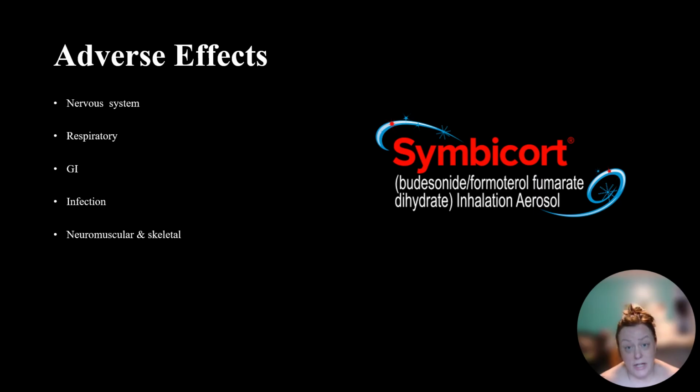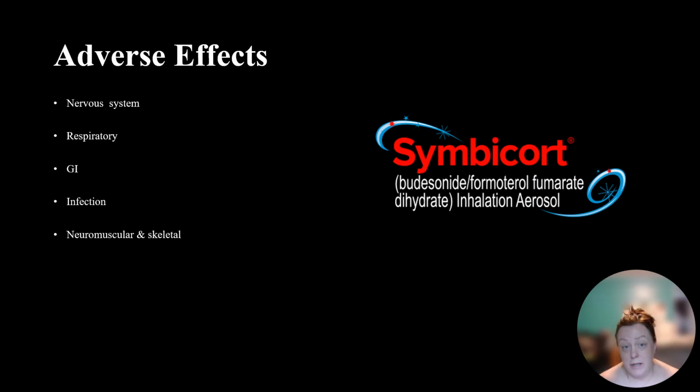Cardiovascular, we have angina, atrial arrhythmias, extrasystoles, hypertension, hypotension, palpitations, tachycardia, and ventricular arrhythmias. Endocrine and metabolic, hypercorticoidism, you can see the signs and symptoms of that, like with Cushing's disease, hyperglycemia, and hypokalemia. GI is going to be nausea, hematological, it's known to cause bruising.